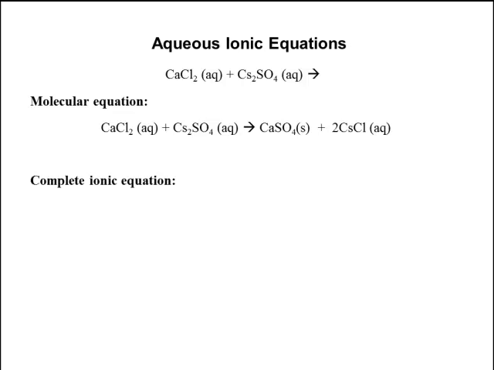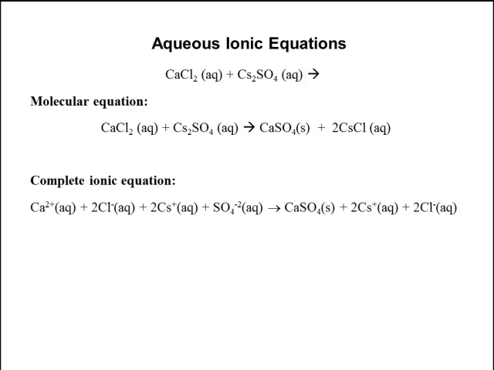Next, I'm going to write the complete ionic equation, which means I'm going to break everything up into its ions. So I take that calcium chloride, the CaCl2, and I get 1 Ca2+, 2 Cl−. We don't write Cl subscript 2 minus. No, that subscript tells us we have 2 chloride ions, so I need to put a 2 out in front of the Cl−. And then I have it plus the 2 cesium plus 1 ions.